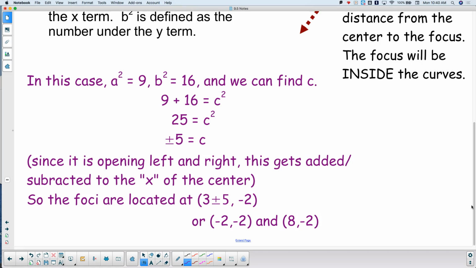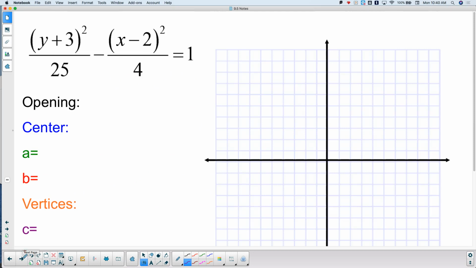What I'd like to do now is graph this one, and we'll do it together. (y plus 3) squared divided by 25 minus (x minus 2) squared divided by 4 equals 1. Sophia, I think we're up to you. Did you answer one yet? No? Okay. Which way does it open? Up and down, because it's y squared first. Yep, so this one opens up and down.